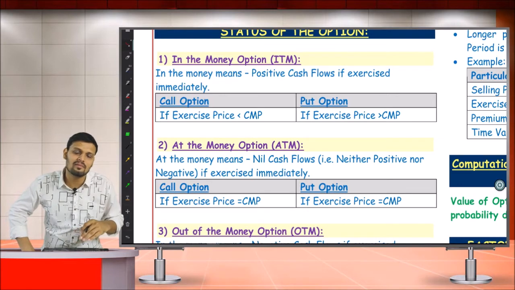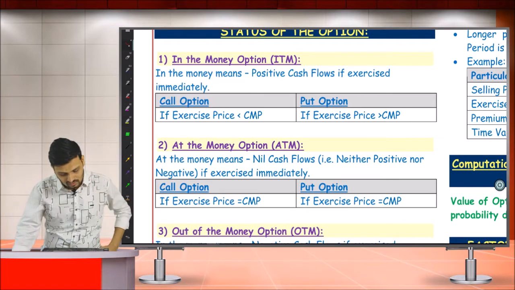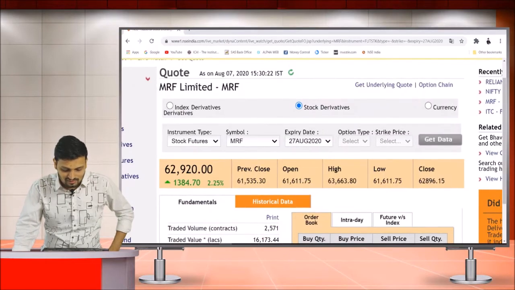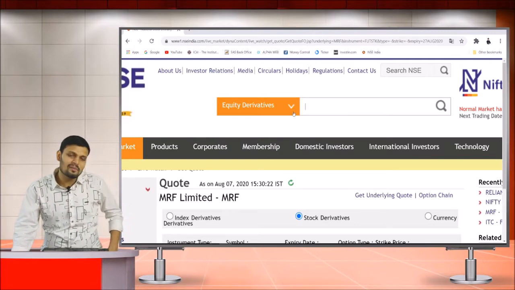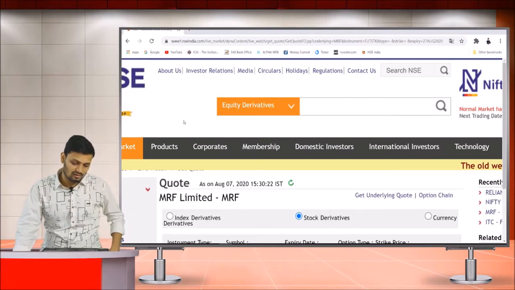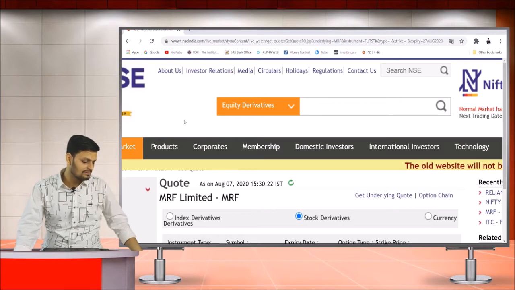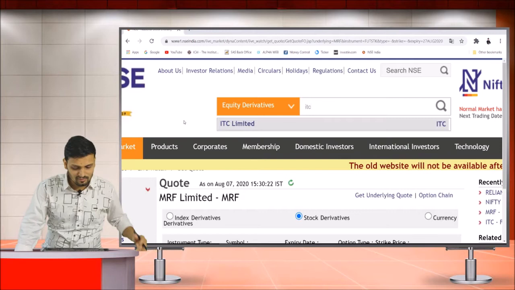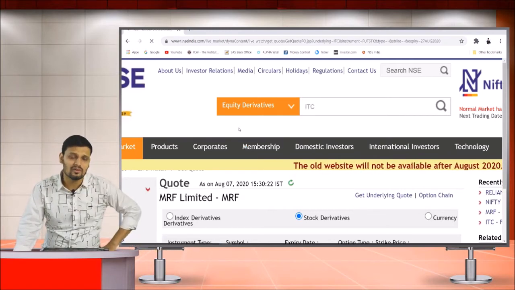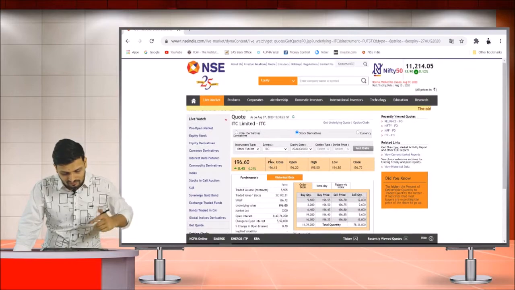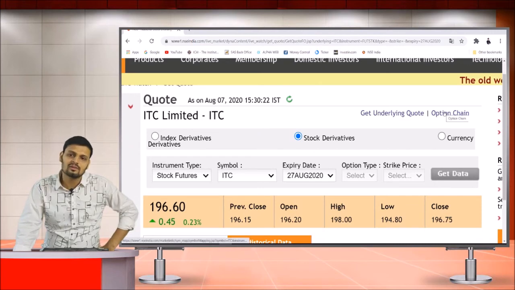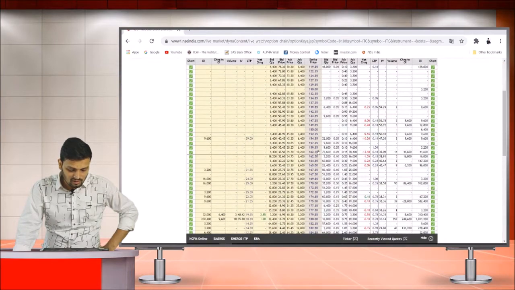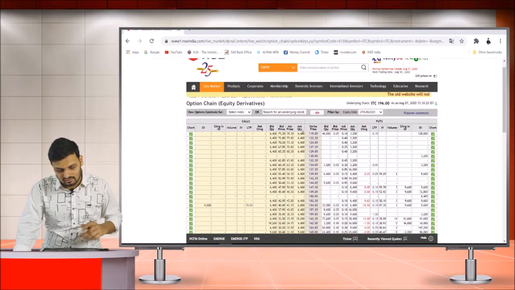To understand this, first let me take you to the practical aspects of options. Our website, that is NSE India, just go to this, click on equity derivatives. Instead of MRF, I would like to take some other derivatives, let's say ITC, because that is very easy for me to understand, or even for you to understand. I've opened ITC. Here, if you can see something called option chain, just click on that option chain. Once you have clicked on this, you will find this particular sheet.